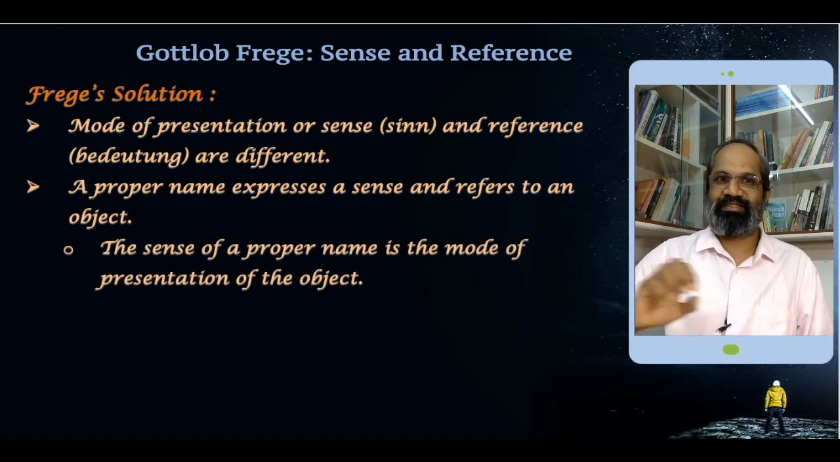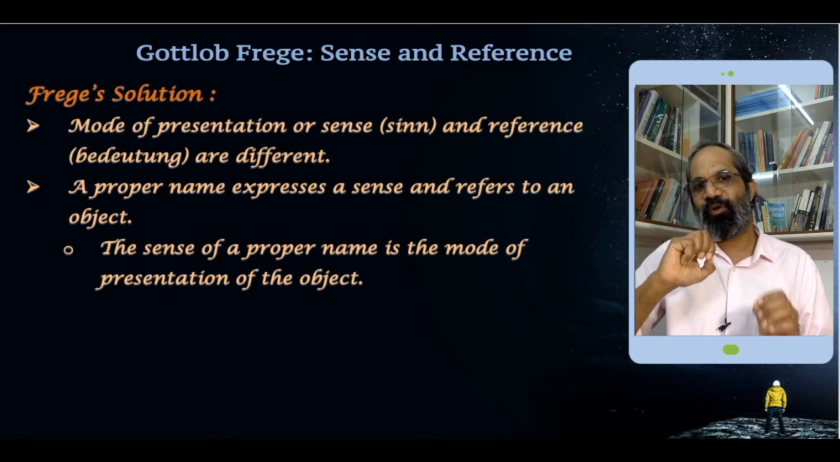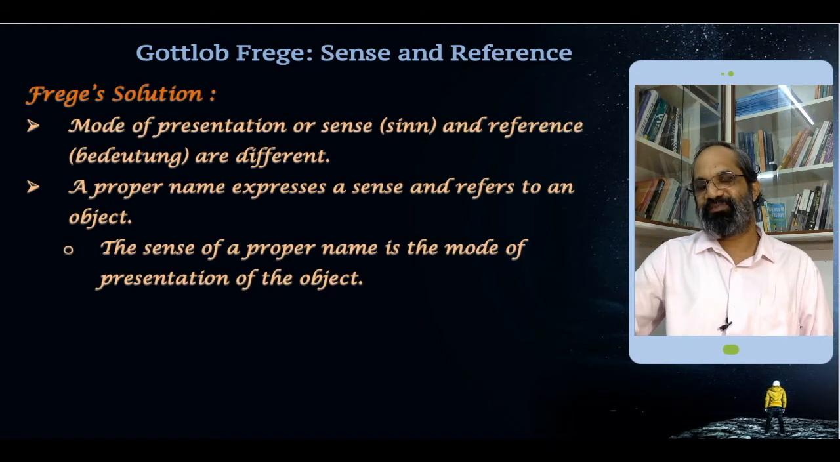That's what Frege says: the sense of a proper name is the mode of presentation of the object. How the object is presented to you is the sense. When we say morning star, Venus is presented as the planet which rises at the eastern horizon before sunrise. And when we call it evening star, it is presented as the planet which appears in the western horizon just after sunset. Even though it's one and the same object, the mode of presentation is different. And that's what its sense is.